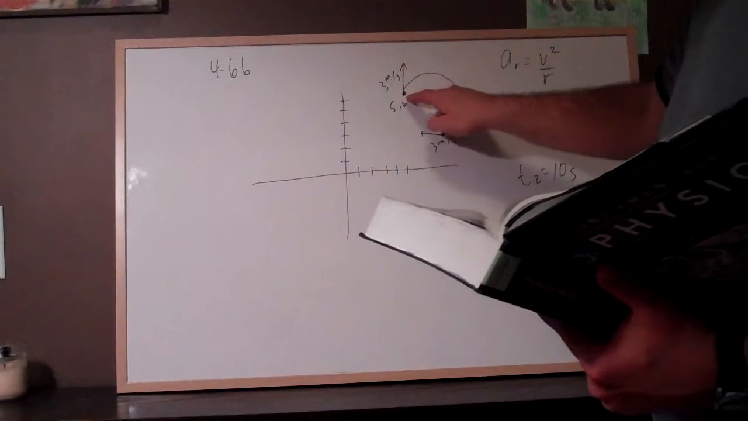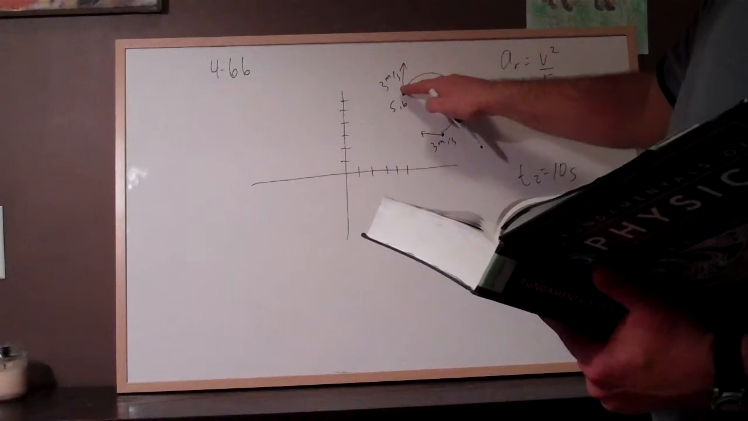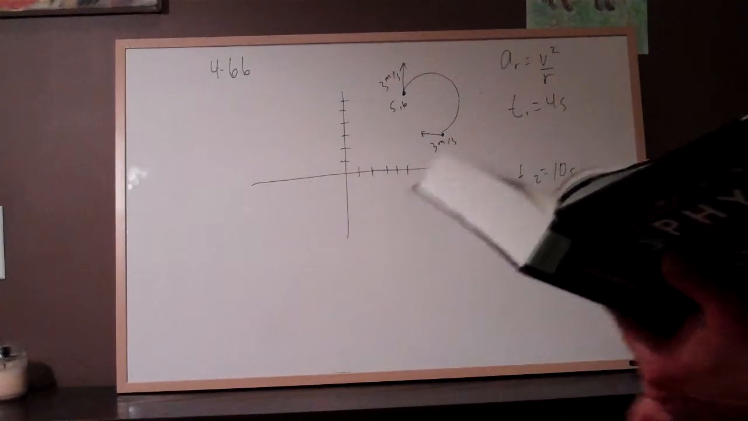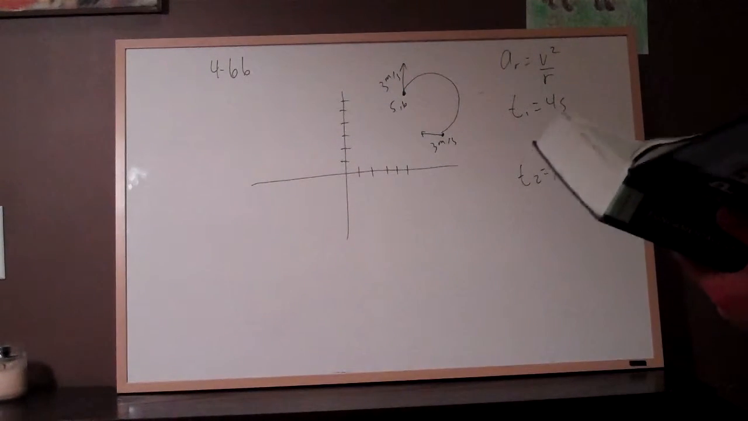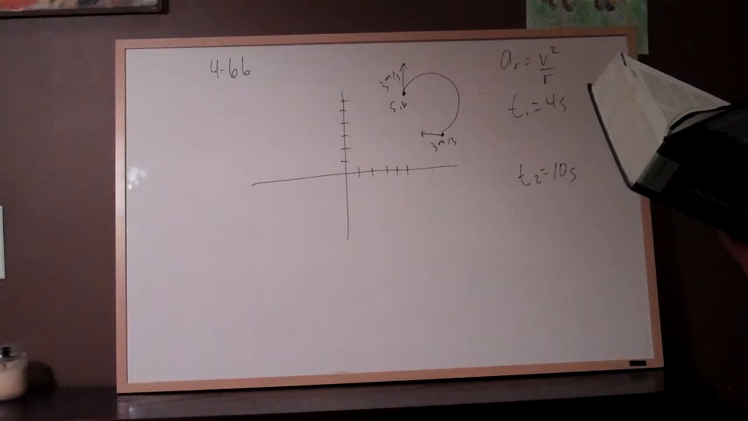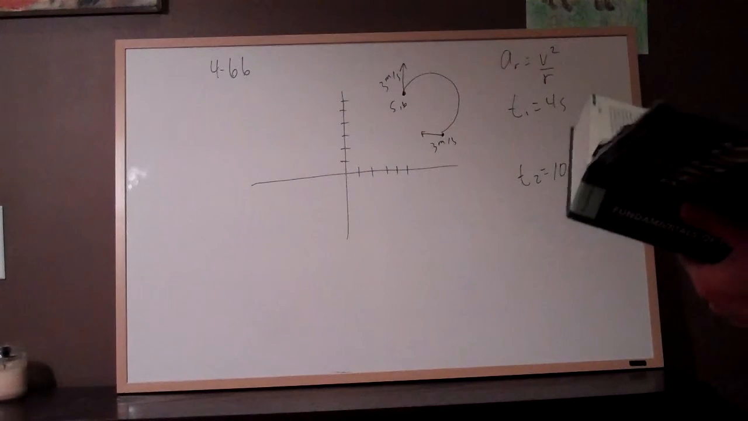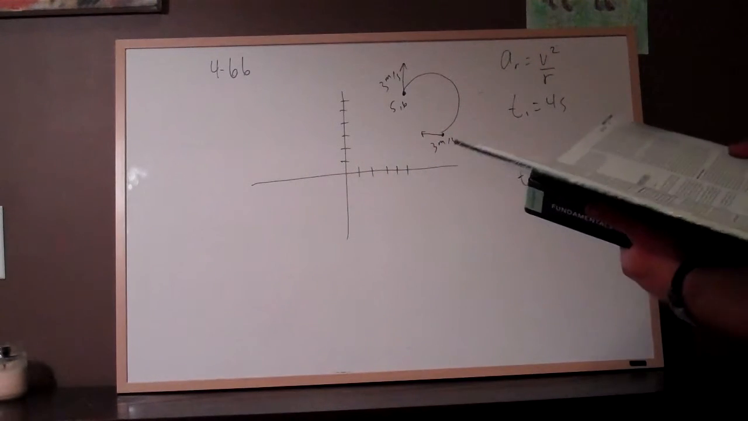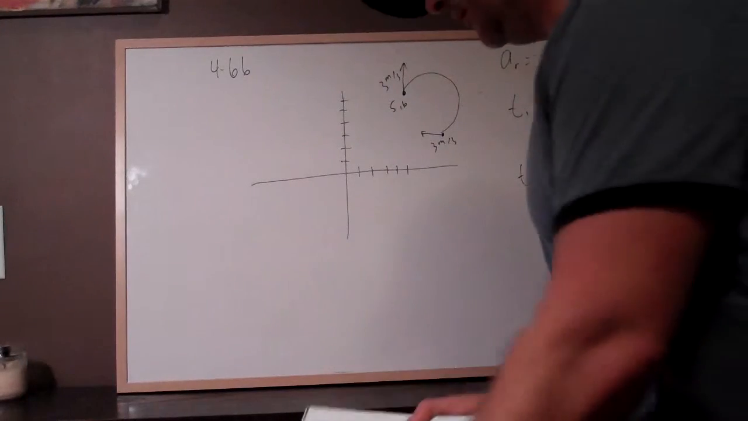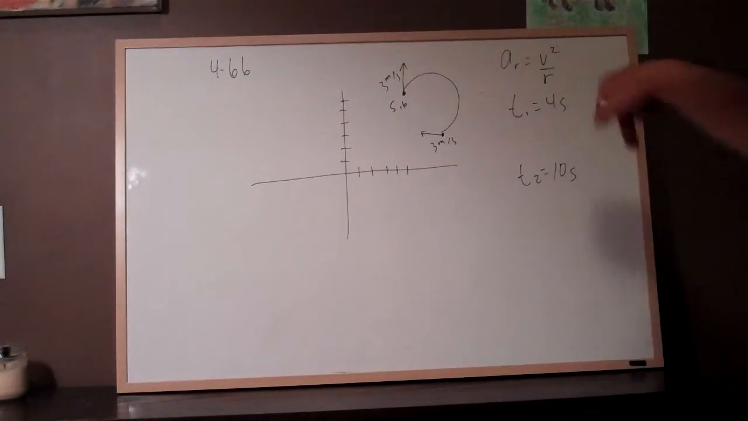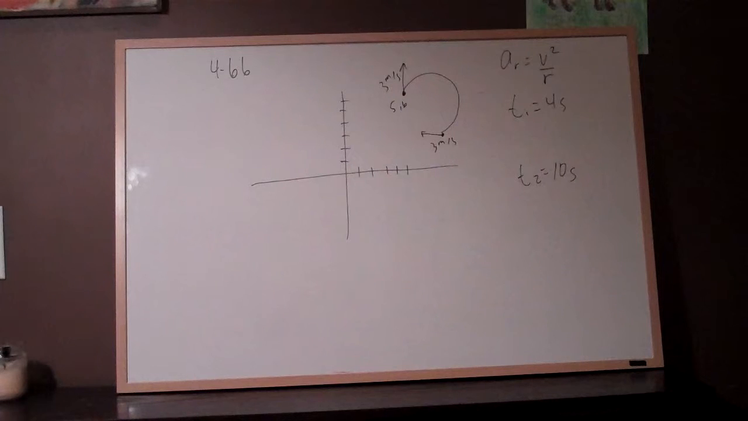Good, so at this point, it's doing this and it's going in some kind of circle. My picture might not be great, but not too bad, I hope. And what we want to know is, what are the x and y coordinates of the center of the circular path over this time period? Good.